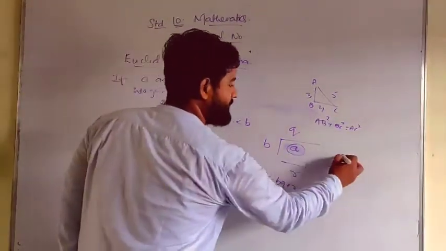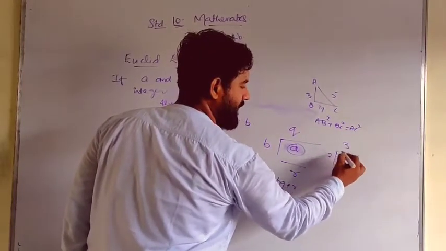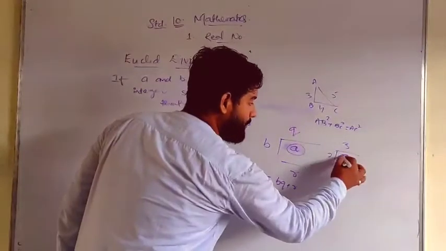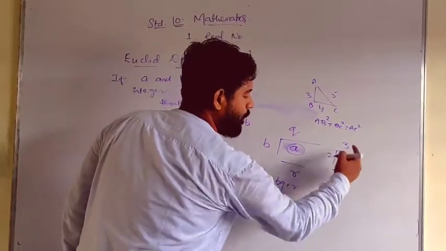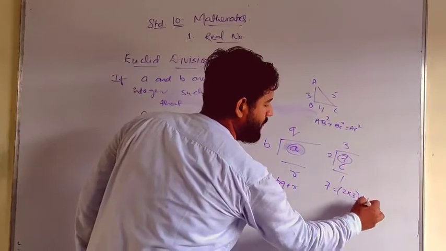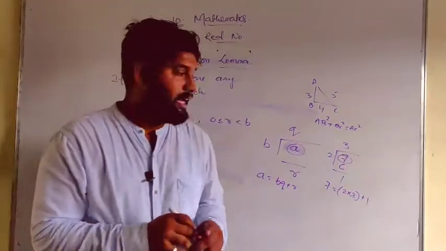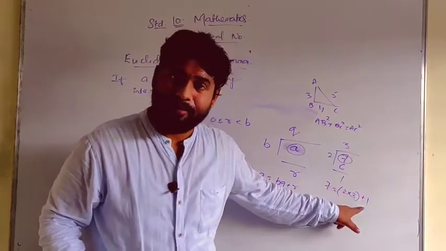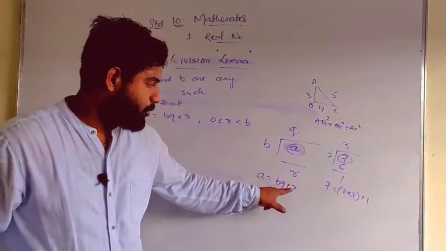A is equal to BQ plus R, that is divisor into quotient plus remainder. For example, if 7 is there, you are dividing by 2. So 2 threes are 6 and 1. Right? 1 will be a remainder. So how can this 7 be represented? 7 can be represented as 2 into 3 plus 1. Yes or no? That is dividend is equal to divisor into quotient plus remainder. So A is equal to BQ plus R.